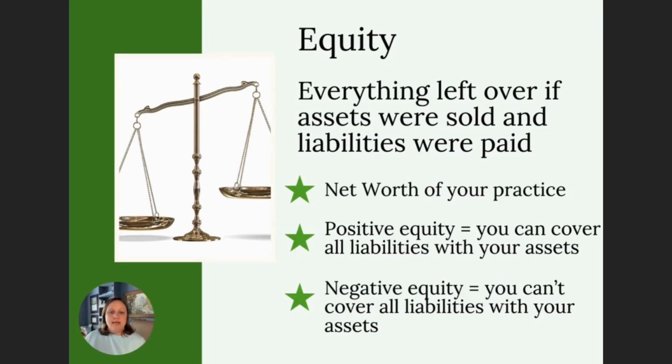Our last category is equity. So that's everything that's left over if you were to sell all of your assets and paid off all of your liabilities. And that can either be a positive or negative number. If it's positive equity, that just means that you have enough assets to cover all of your liabilities, which is good, and that's what you want to have. Negative equity just means that you can't cover all of your liabilities with your assets. So that would mean that you owe more than what you actually own, which is not good. And we'd want to work on that.